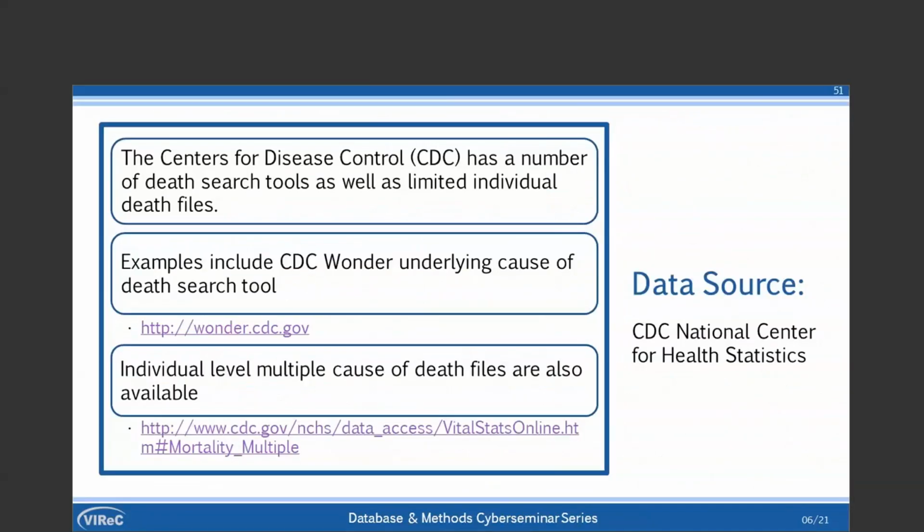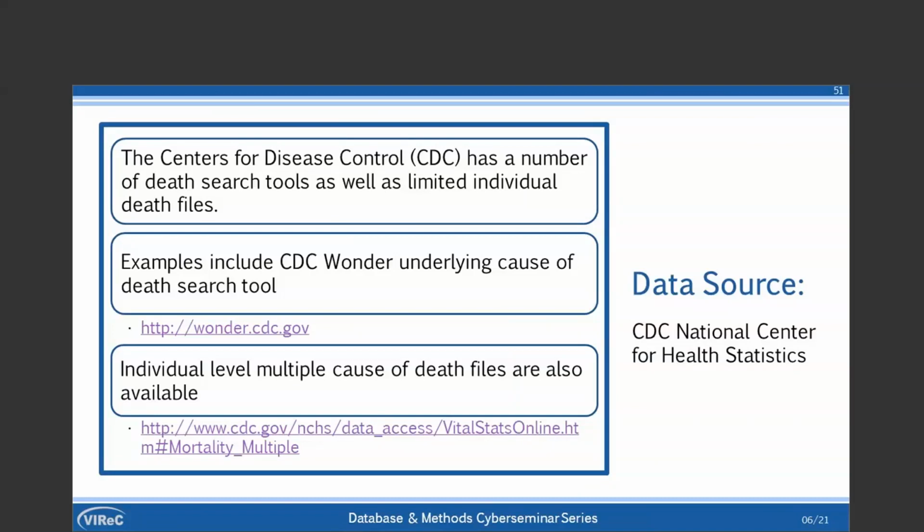Okay, so there are other sources. The CDC has a number of death search tools as well as limited individual death files. So again, you're going to use these for research purposes. Again, you're not going to use them to determine whether an individual has died or not, but the CDC WONDER has an underlying cause of death search tool, which allows you to get aggregate information about cause of death. You can look at it by age or race or other characteristics. Again, the same provisos about lag time apply here. I believe they have 2019 on right now. It's either 2018 or 2019. So if you were interested in COVID mortality cause of death, you wouldn't be able to get that from this. But in a short time, you may be able to, in the next few months.